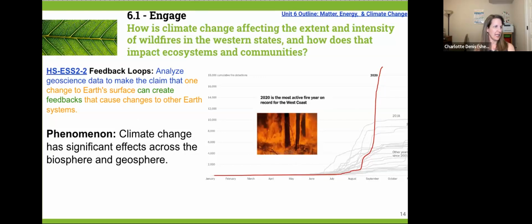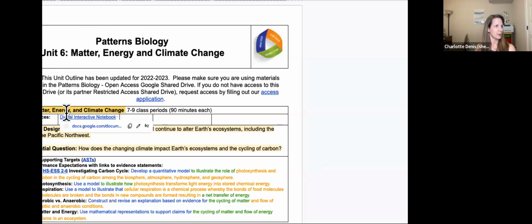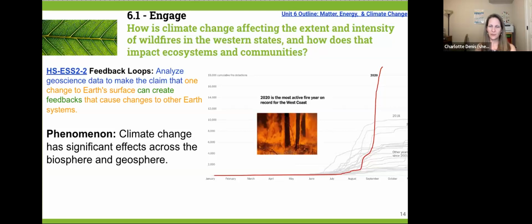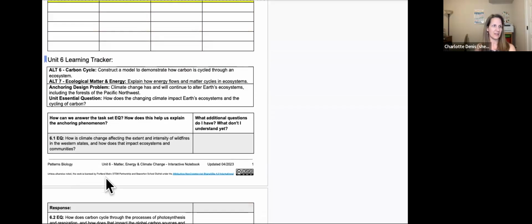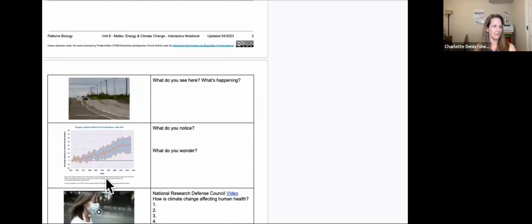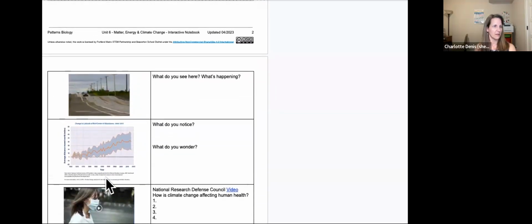And in my classroom, I have students track all of this in the interactive notebook, and I'm going to just pull the link for the INB here. Different teachers do this in different ways. This is the interactive notebook version that is in the patterns folders right now, and it gives students places to write down everything that they might need for this unit.